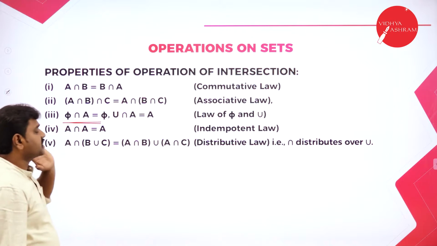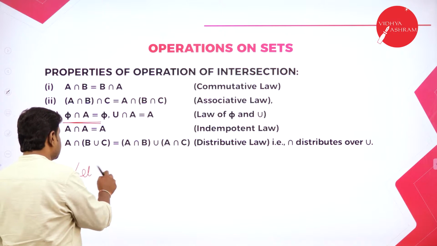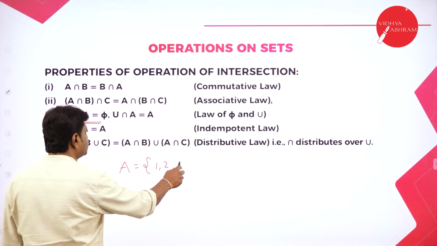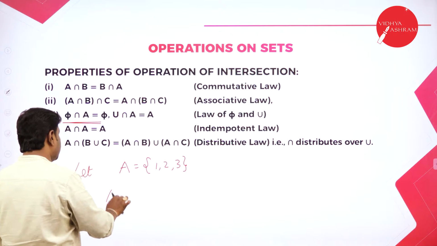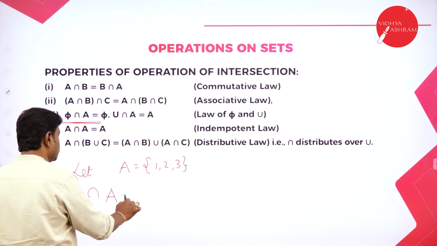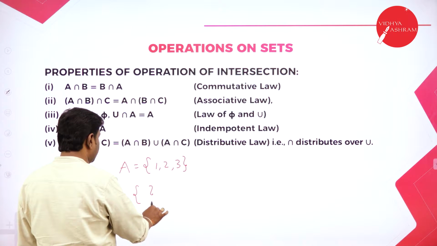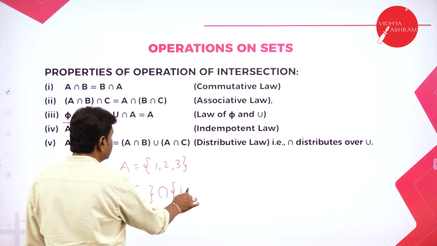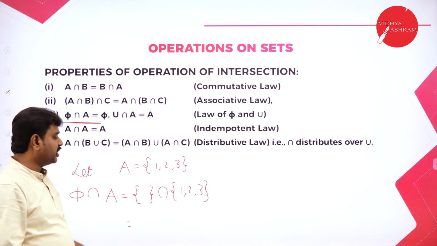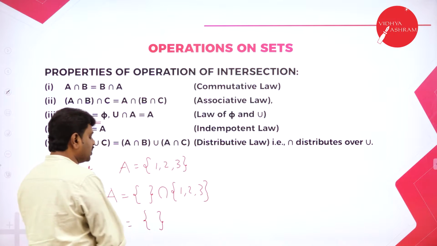So null set intersection A is null set. One example: let us consider A is equal to {1, 2, 3}. Any set I'll take. I'll do A intersection null set or null set intersection A. Null set means what? Empty set, a set without any elements, intersection {1, 2, 3}. Now I should write the common elements of both. What are the common elements of both? Do we have any common elements? No. Here we don't have elements, here we have elements. No common elements. So it will become null set.